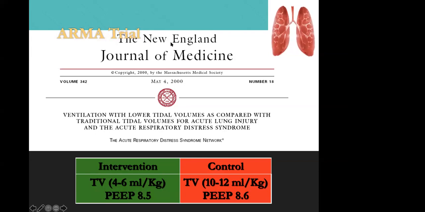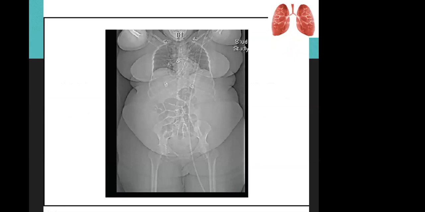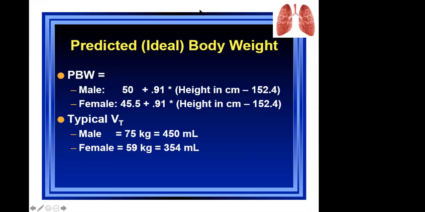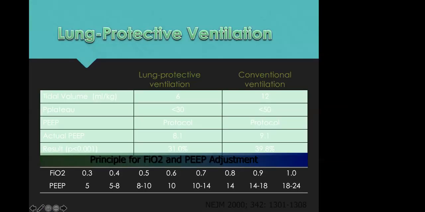Because if the patient is tall and the height is 180, the lung will be bigger than in someone with a height of 120. So you have to keep these things in mind. It's very important. Here, if they compare these two groups, who has high tidal volume and low tidal volume, for the obese patient you will not consider the actual body weight; you will consider the length, according to the height. This is how to predict the ideal body weight, or it's called the predicted body weight.